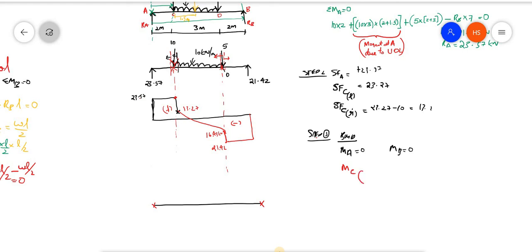I can consider either the loads to the left or the loads to the right. Just to the left, only one load is there, so I can take that. The load is 23.27 into 2, that is 47.14 kilonewton meter. So MC I got. Again I need MD, that is to the right.